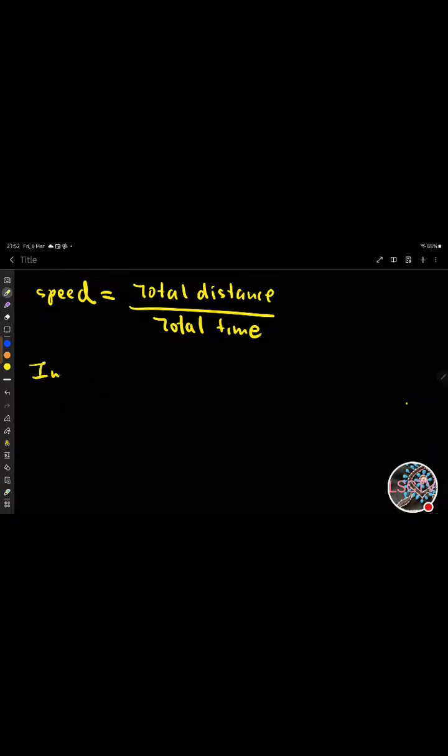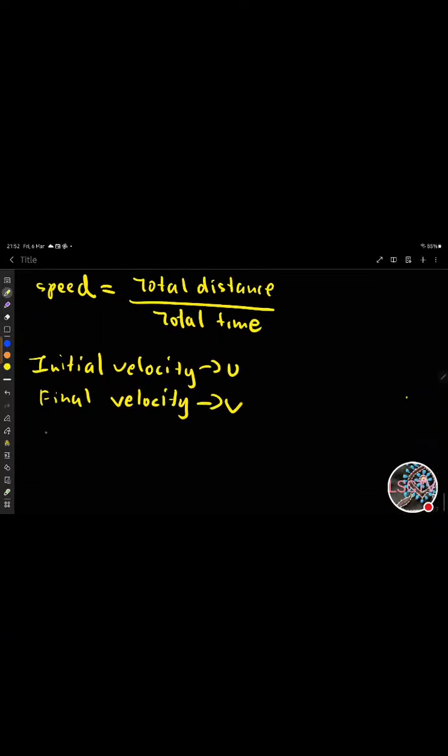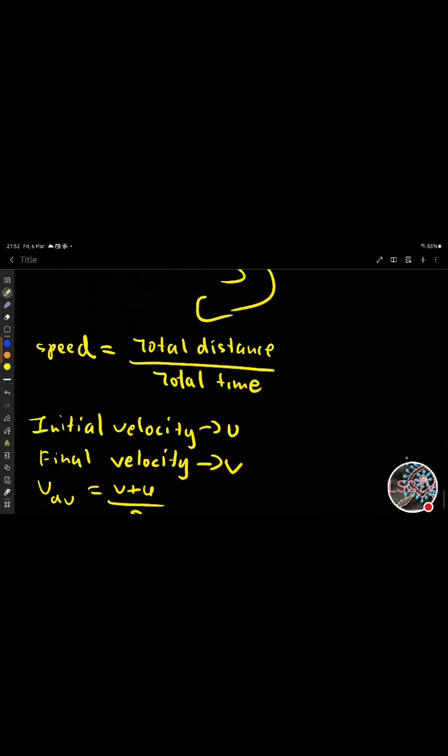Okay, fine. Similarly, now when you have average velocity, first let me show how to represent the terminologies. Initial velocity will be represented by u, then final velocity will be represented by v. So average velocity is equal to (v plus u) by 2, which is the initial velocity plus the final velocity divided by 2. Okay, now we finish velocity.